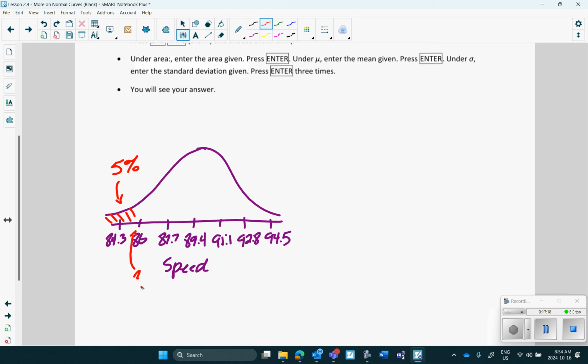And to go in reverse, or the inverse, you would go second vars, and this time you would choose number 3, inverse norm. And this time you are asked to enter 3 pieces of information. So you would do inverse norm. You are asked to enter the area. It has to be as a decimal. Don't enter 5. As a decimal, it's 0.05. So remember, decimal.